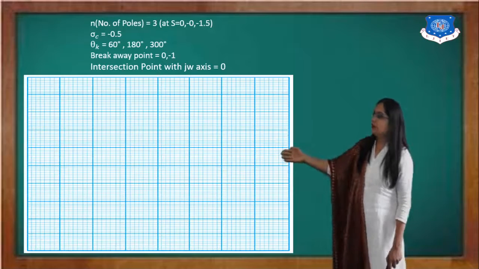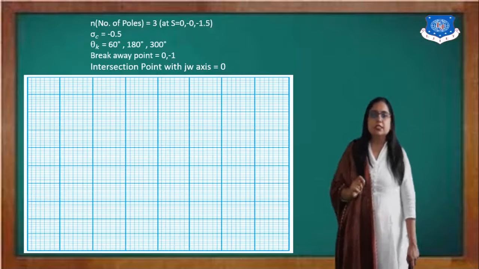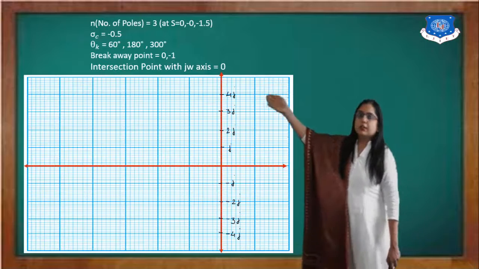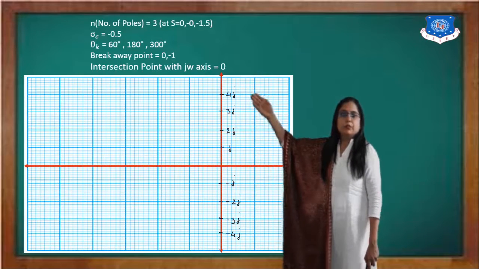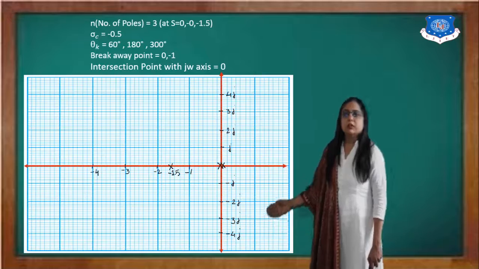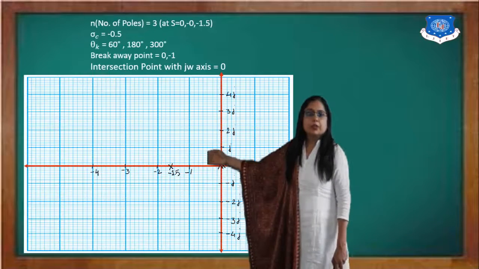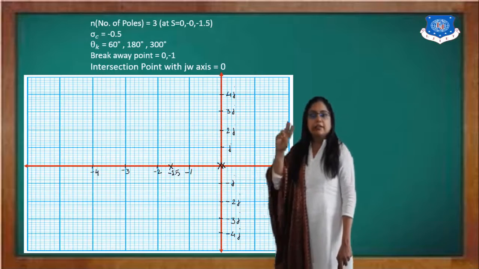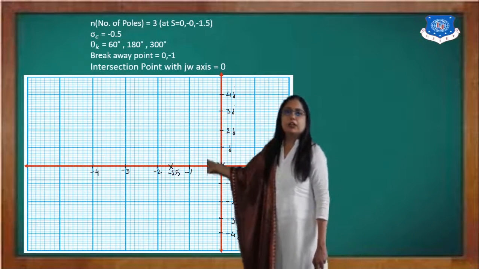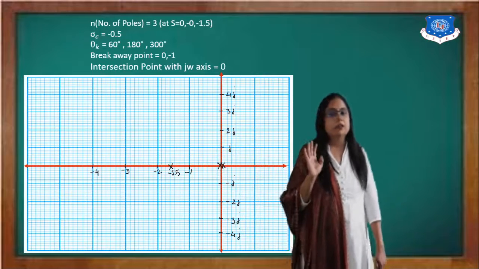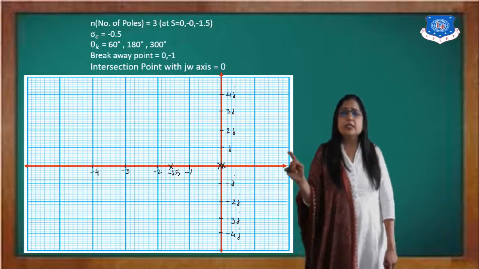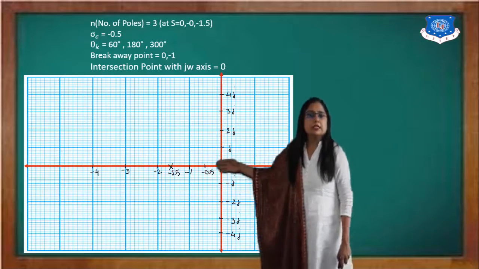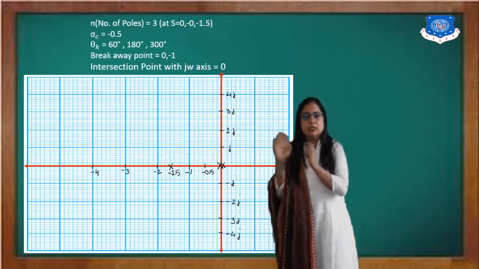So this is our graph. First of all, you just draw the real axis and imaginary axis like this. Now you write down the values: imaginary here positive, here negative. Similarly, this is the real axis. And as we know, my pole is at s equal to the origin, that is, here I will get 2 poles. And one pole is at minus 1.5. Next, just mark the centroid. The centroid is at minus 0.5.